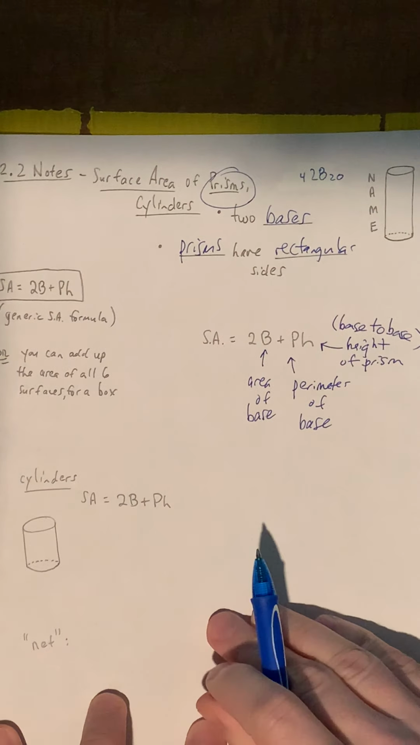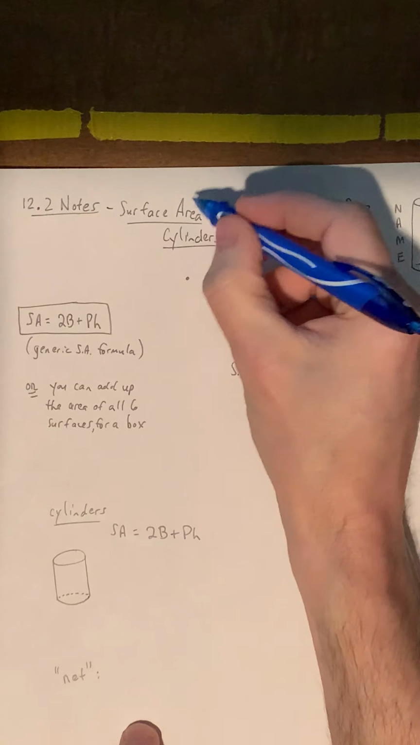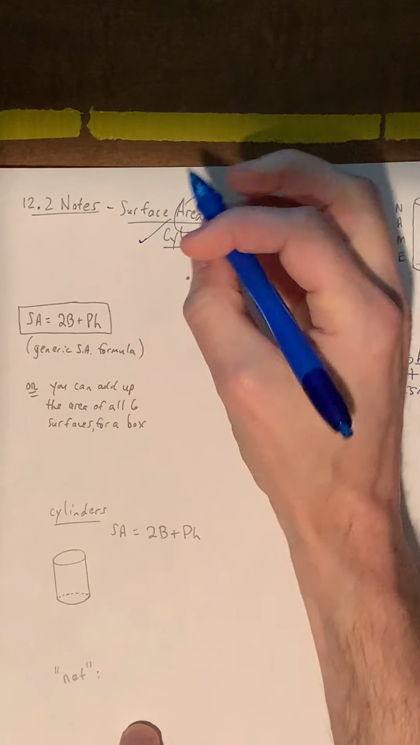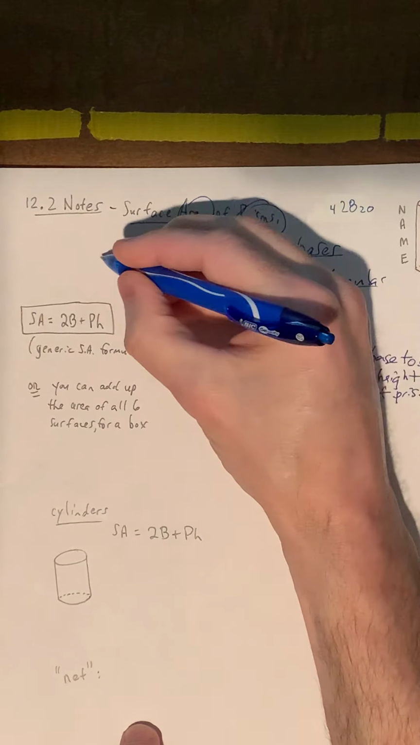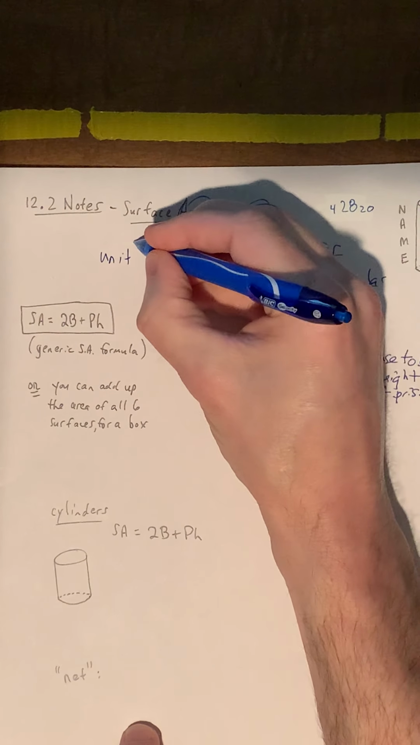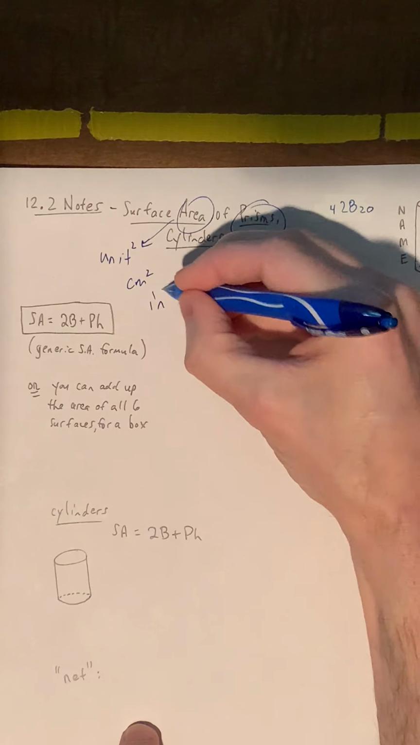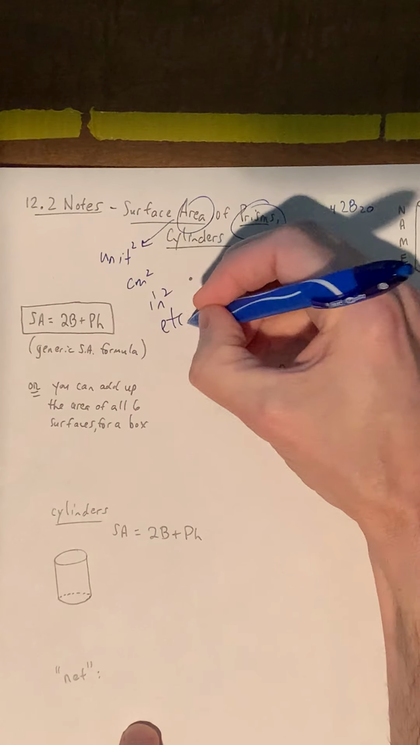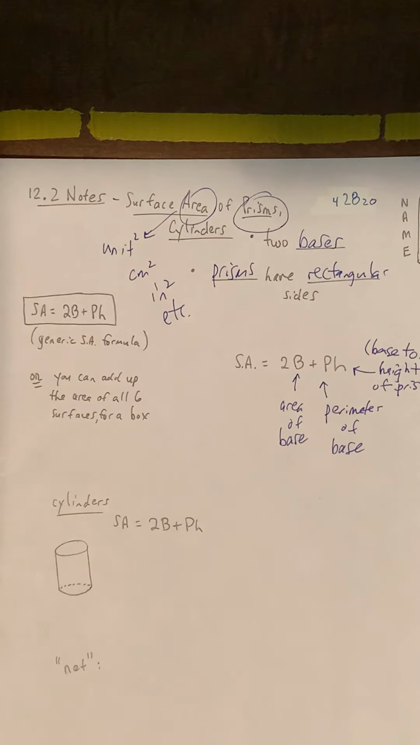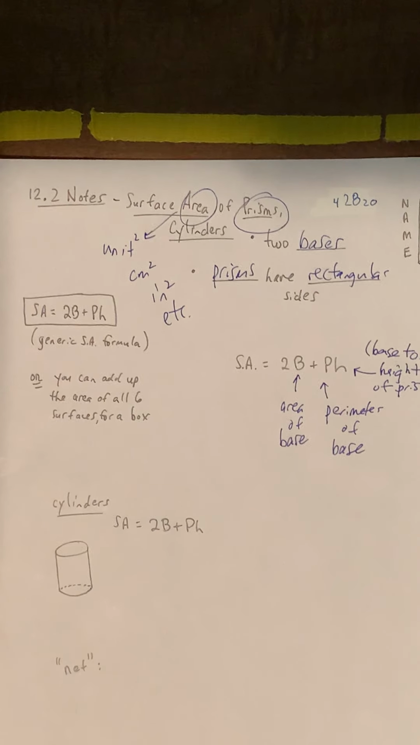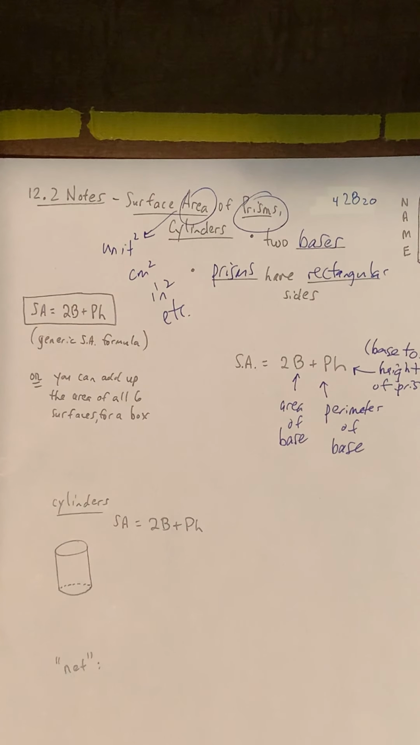Now, one thing to keep in mind with surface area is that since you're talking about area, it is square units, like square centimeters or square inches, etc. Even though we're dealing with three-dimensional figures, it's not cubic units. Surface area is the flat area of all the surfaces, so it is square units.